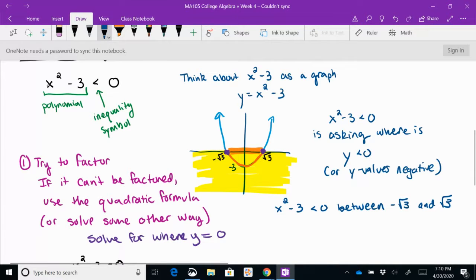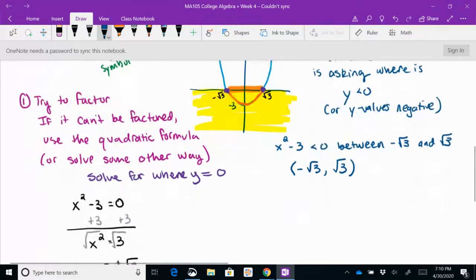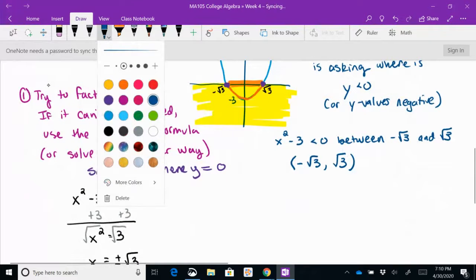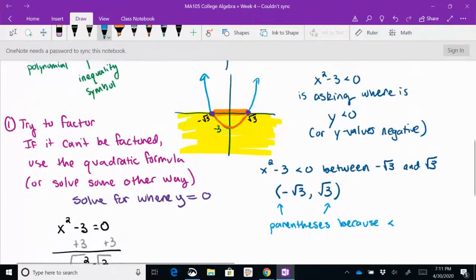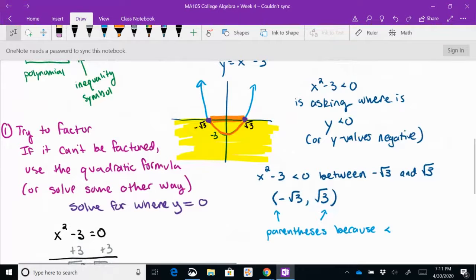We're below the x-axis. So we would write this as negative square root of 3 to square root of 3 in interval notation. And these parentheses, we use parentheses because we have a less than symbol. If it has a less than or equal to, it would be brackets, but we have a less than symbol, so we have parentheses. So graphically, we can find that the answer is from negative square root of 3 to square root of 3.